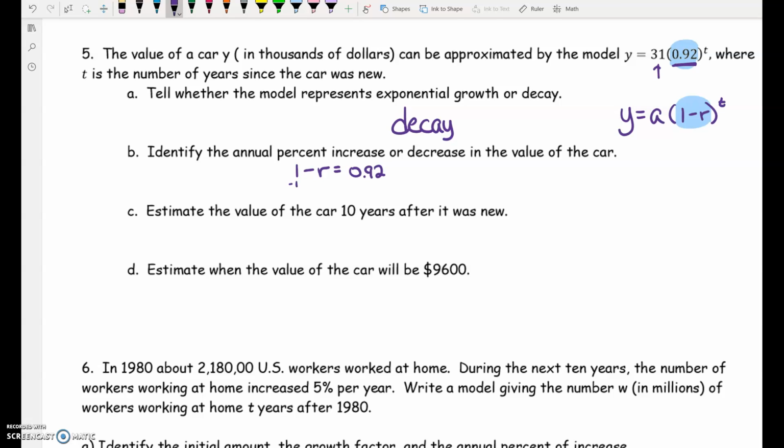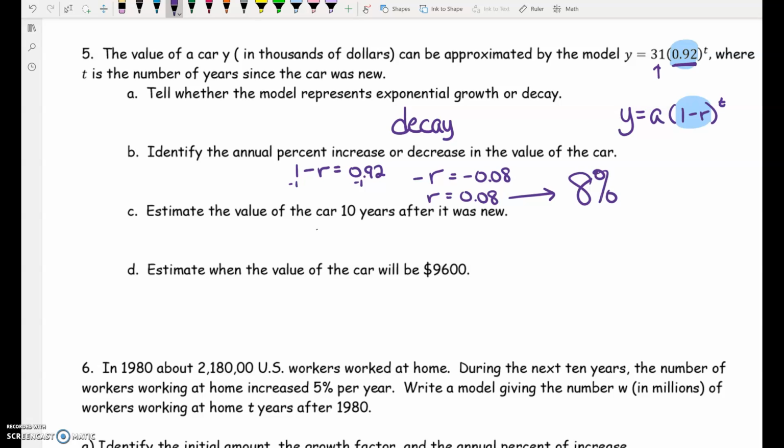Subtract 1 on both sides. You get negative r equals negative 0.08, which means positive r is positive 0.08. What percent is 0.08? 8%. I think that's actually generous. I think cars actually lose more like 20 to 30% of their value per year, but we'll go with what they said, I guess.